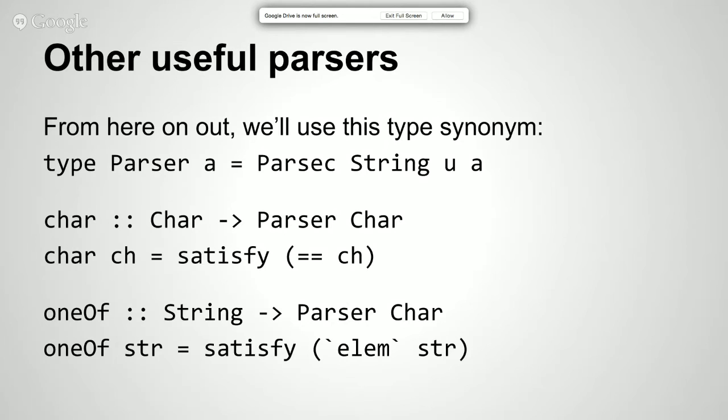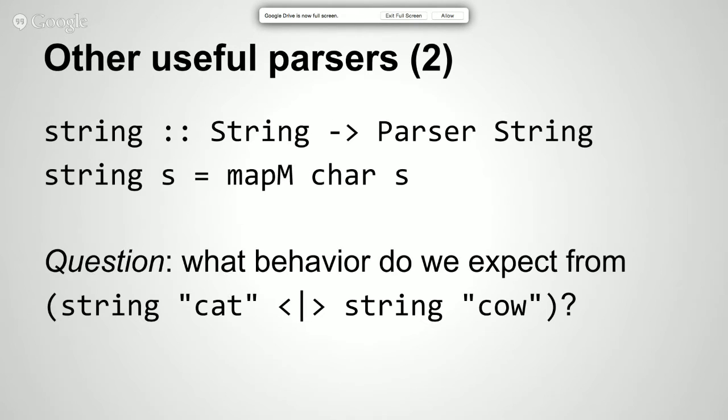And oneOf is similar, except it has multiple alternatives that will pass. So oneOf, and then you give it the string AEIOU, that matches a vowel and returns the vowel. We also have a string parser, which matches a whole string. So we recall the choice operator, which allows you to choose between two parsers. Then the question is, what behavior are we going to expect from this parser down here?